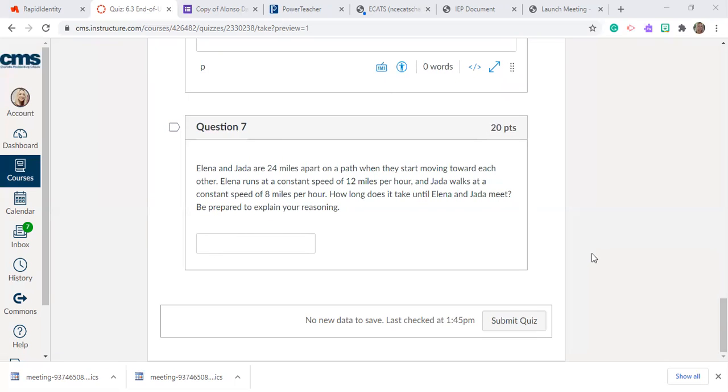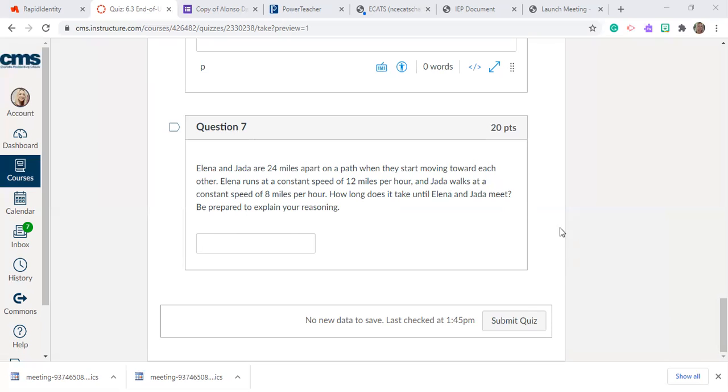Question number 7. Elena and Jada are 24 miles apart on a path when they start moving toward each other. Elena runs at a constant speed of 12 miles per hour. Jada walks at a constant speed of 8 miles per hour. How long does it take until Elena and Jada meet? Be prepared to explain your reasoning. So for this, you're going to put a number in this box. A number is going to be your answer, okay? So you're going to answer, how long does it take until Jada and Elena meet?